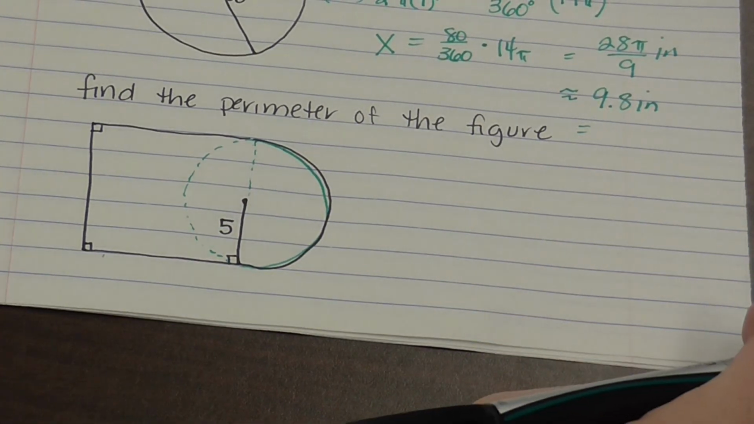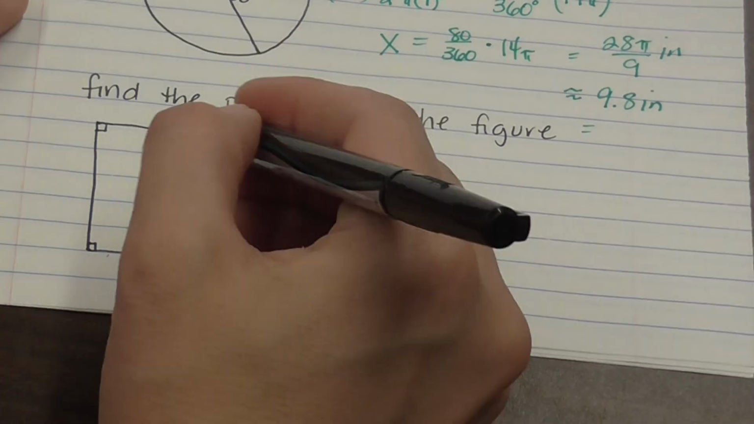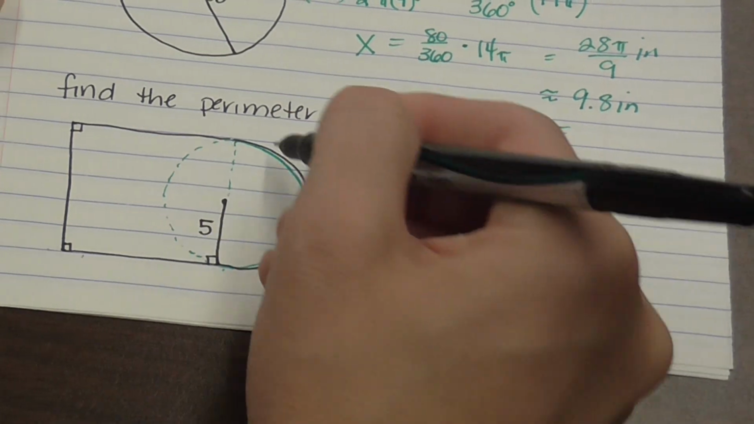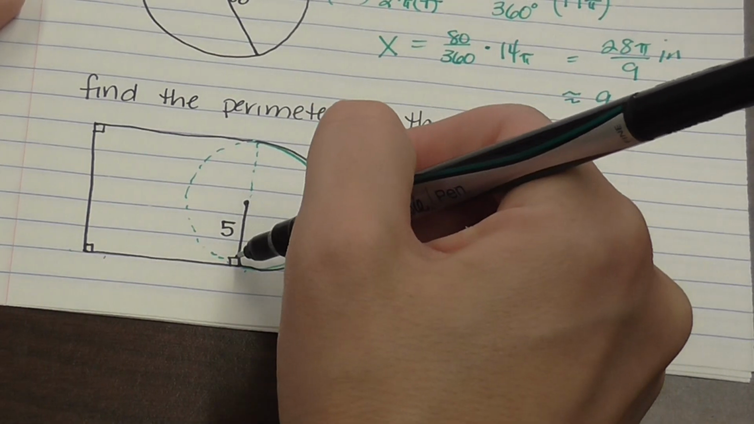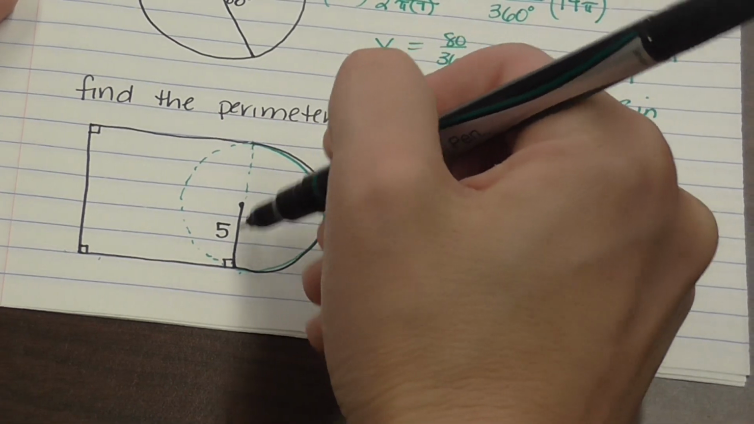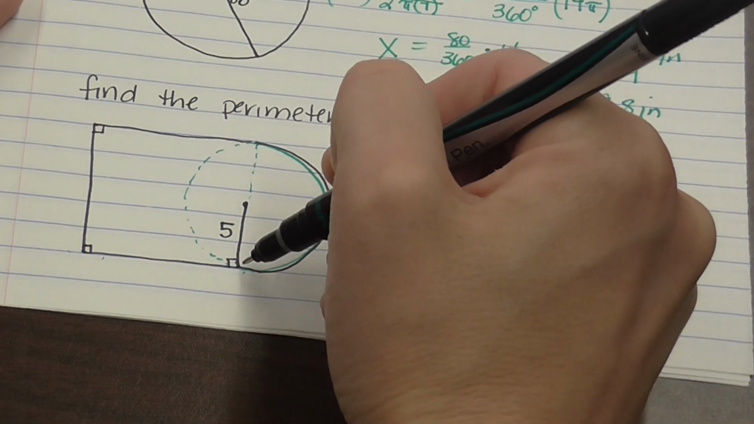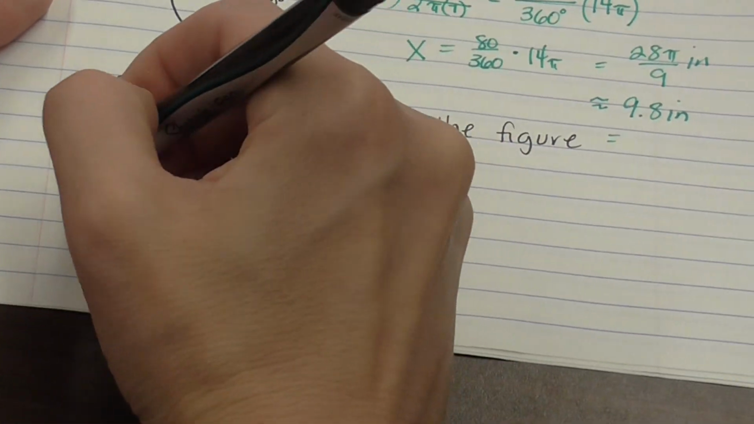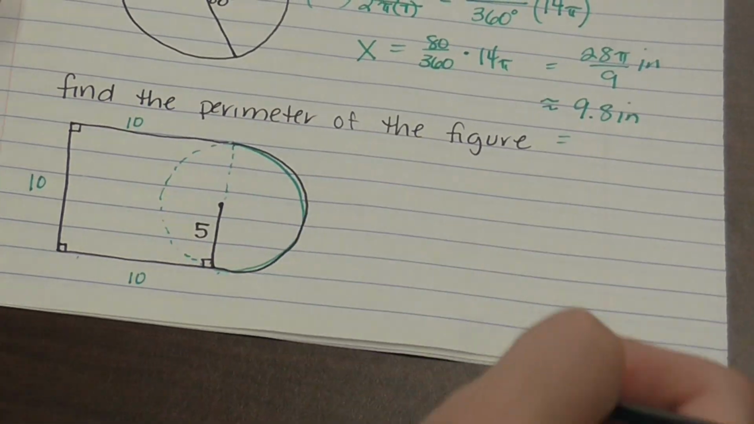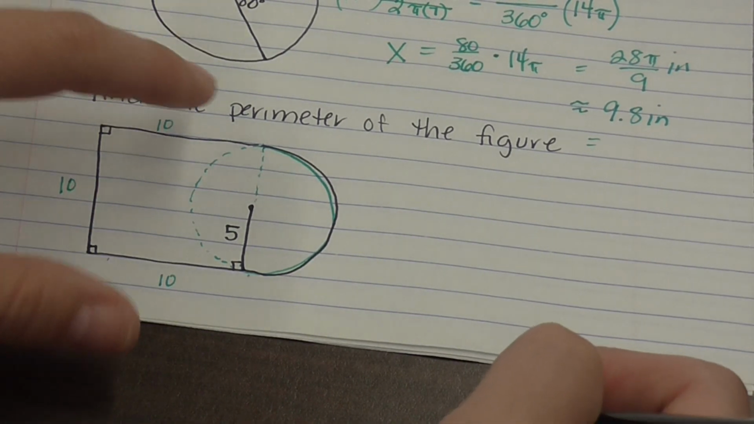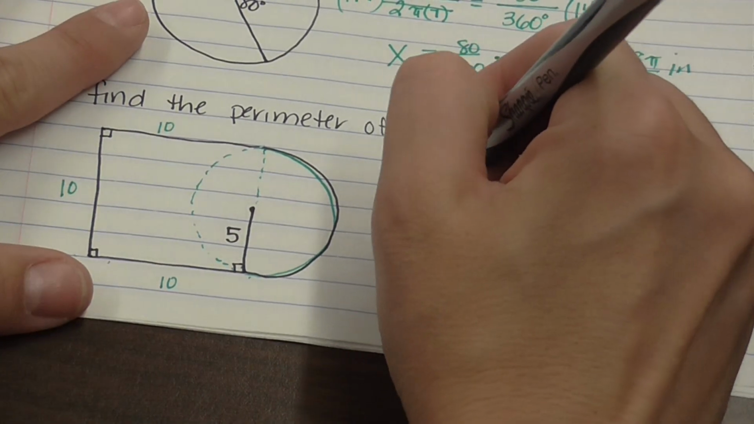So I have two parts of the perimeter I need to figure out. I need to figure out these three sides added to the length of this arc over here. So if this is 5, then the entire length of the diameter would have been 10. If this whole thing is 10, then I know this part's 10, and this part's 10, and this part's 10. Alright, so that takes care of that. I've got 30 already.